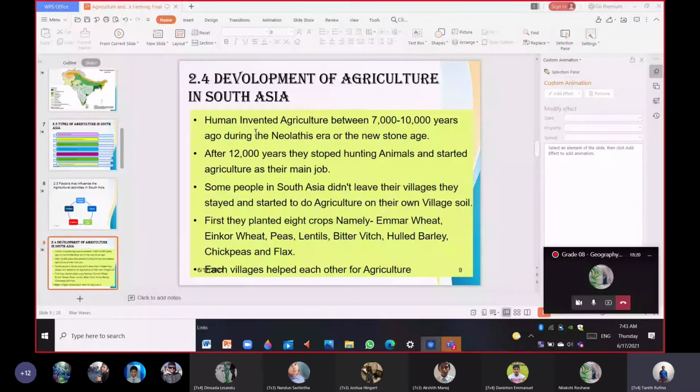Some people in South Asia migrated to Europe, then started agriculture there. But some people did not migrate and they started to do agriculture on their own village soil. They planted 8 crops: emmer wheat, einkorn wheat, peas, lentils, bitter vetch, hulled barley, chickpeas, and flax. You may know some of these. Each of the villages helped each other for agriculture.